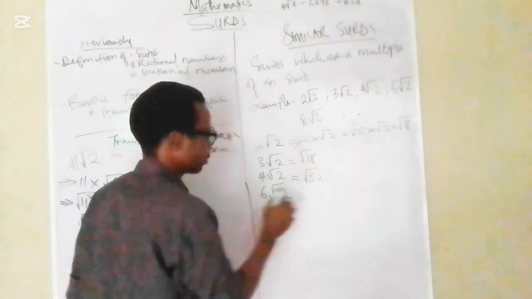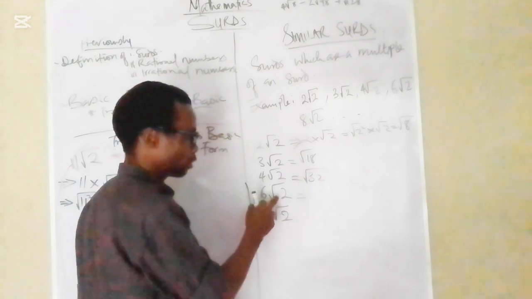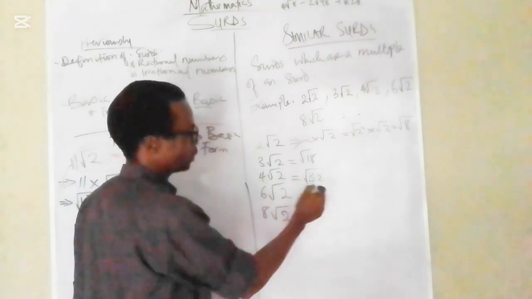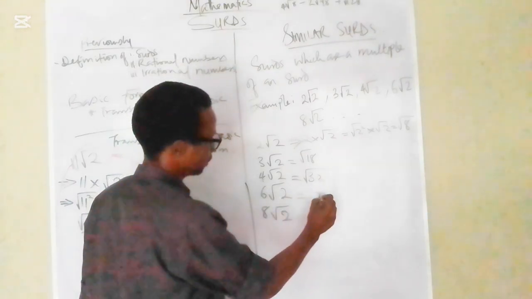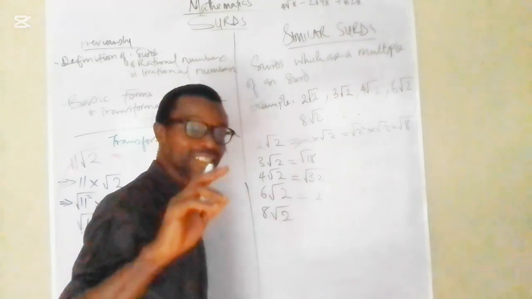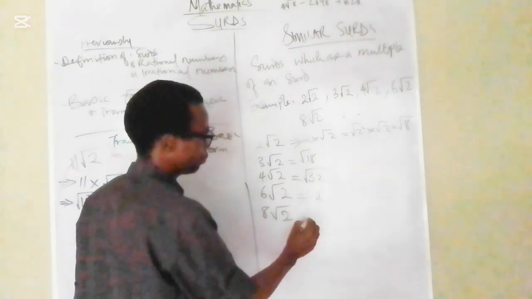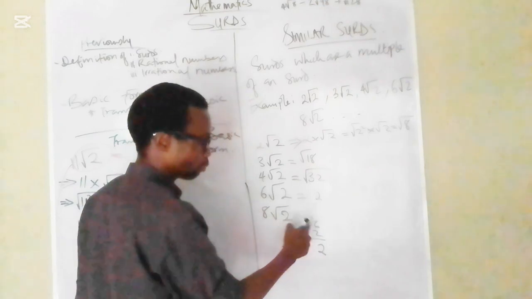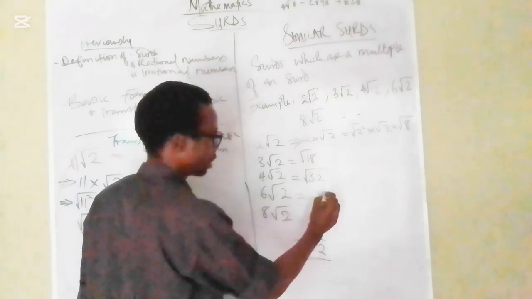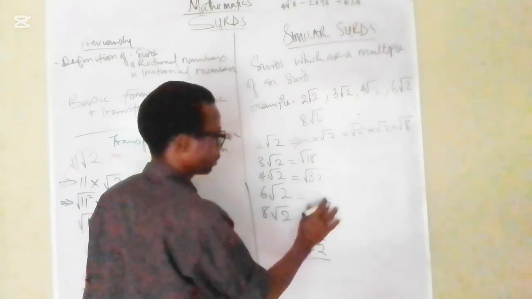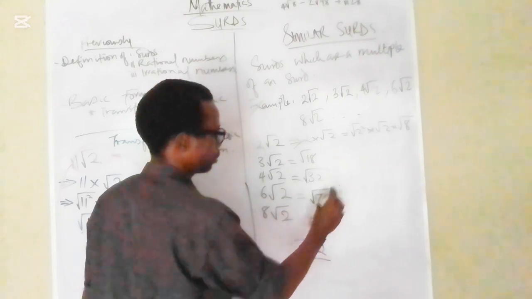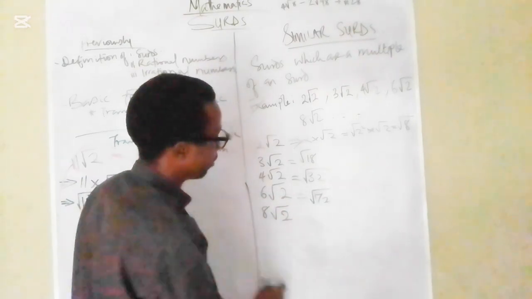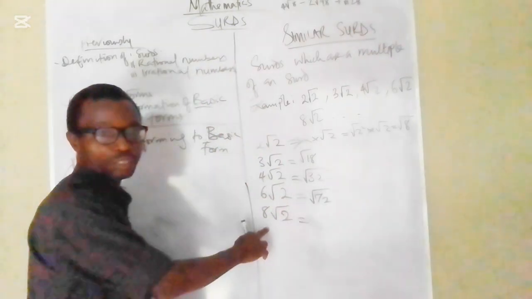So you have this to be 6 times 6, 36 times 2, 72. So you have the square root of 72. Now this can be transformed in the same way.